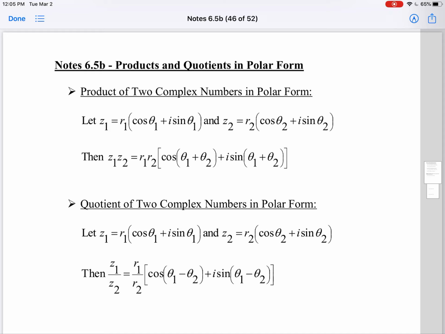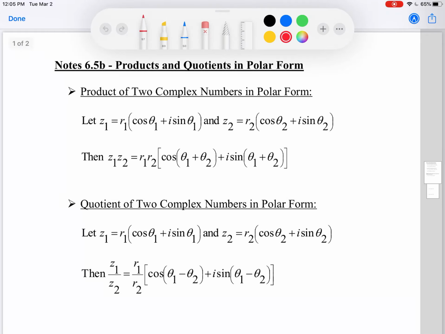Hi everyone. Today we're going to be talking about notes 6.5, which is still polar form, and we're still going to be using complex numbers, but this time we're going to be finding the products and quotients in polar form. So again, as a review, products has to deal with multiplication. So I'll put an X under here to stand for multiplication. And then quotients is the opposite, which is of course division. So we're going to be multiplying in polar form and dividing in polar form today.